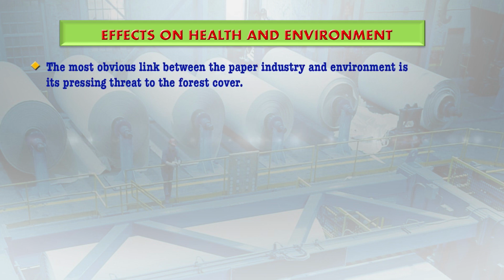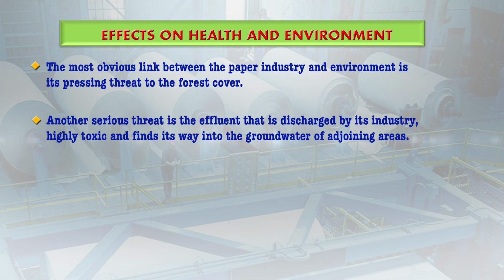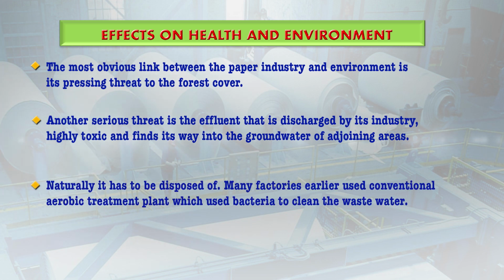The most obvious link between the paper industry and the environment is actually a pressing threat to the forest cover. Another serious threat is the effluent discharged by this industry, which is highly toxic and can find its way into the groundwater of the adjoining areas. In the same way, the soil can also be contaminated with the pollutants from these industries. So naturally, these products have to be disposed of.